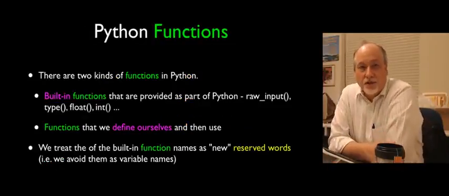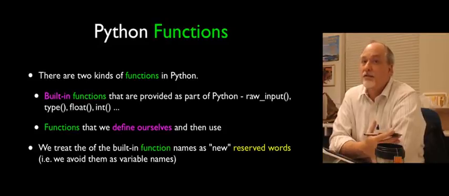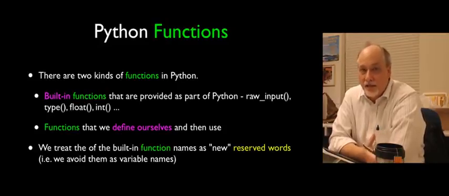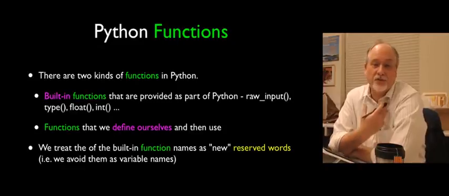So there are 2 kinds of functions inside of Python, and we've actually been using them almost from the very first lecture. And that is, there are built-in functions that Python provides to us, like float, raw input, int, those kinds of functions. Those are just part of Python, but we call them as functions. The difference is we don't write them.